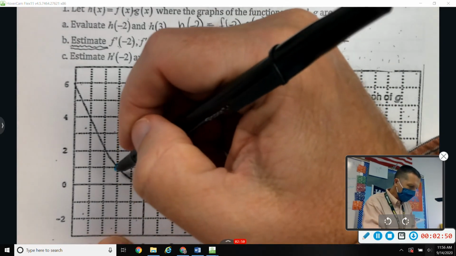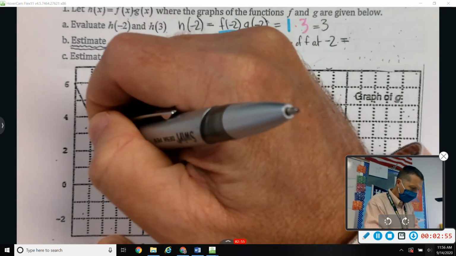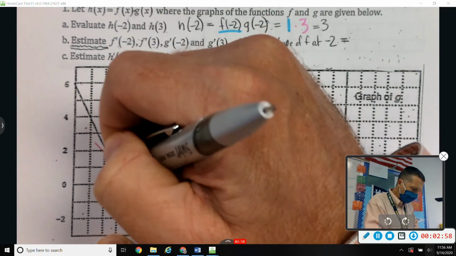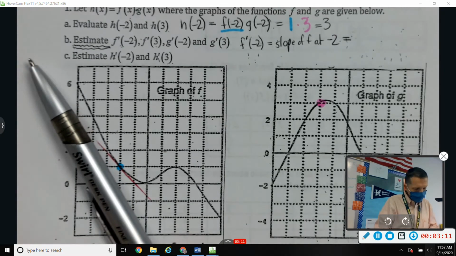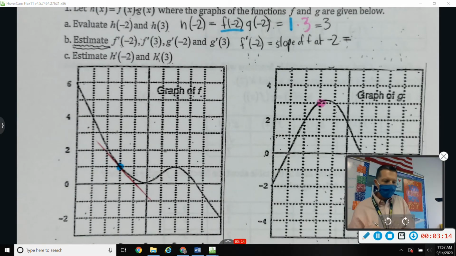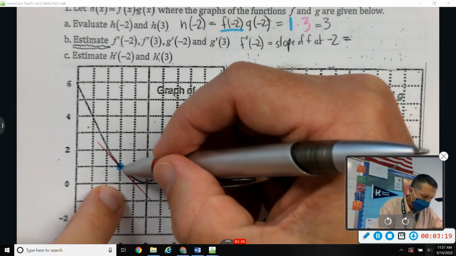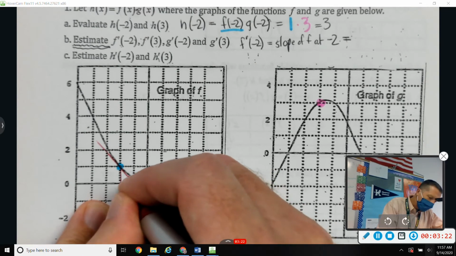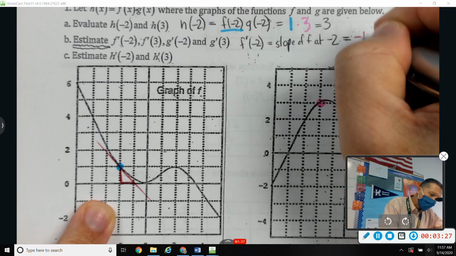So over here at negative 2, I've got to draw a tangent line. Now I know why it says estimate, because who knows, maybe we have the same tangent line, maybe not exactly the same. So I sketch in a tangent line. Then again, maybe yours is steeper or less steep one way or the other. That's why it's an estimation. But I got lucky. I happened to draw one with a really nice slope here. It went right through that point, down 1 over 1. So that slope is negative 1.